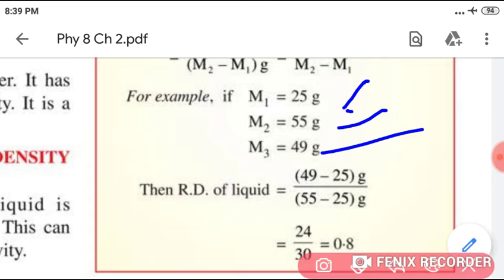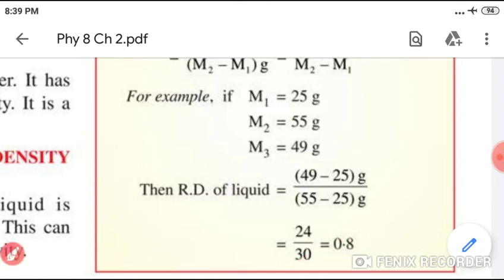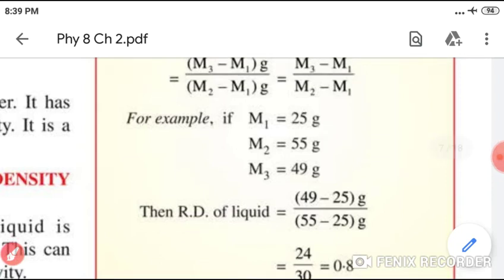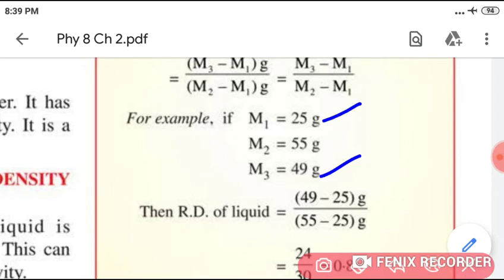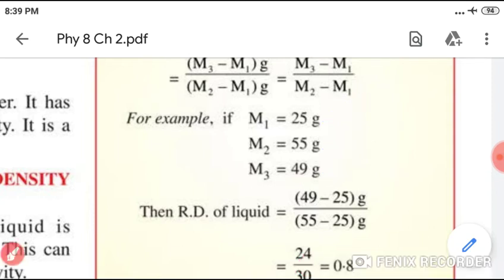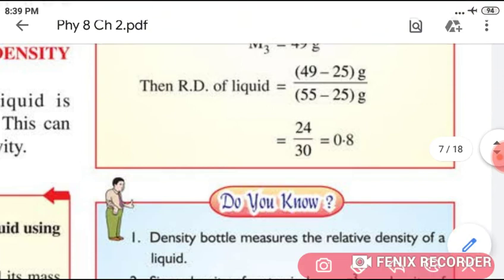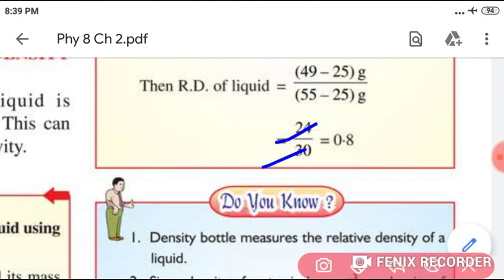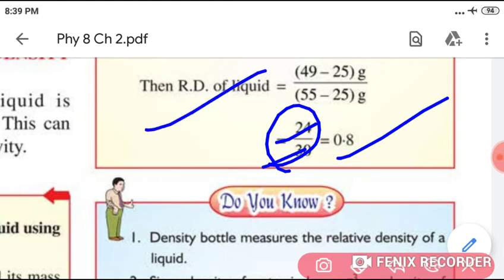So first of all, M3 minus M1. What is M3 here? 49 minus M1, 25 gram. Then divided by M2 minus M1. M2 is 55 gram minus M1, again 25 gram. When we solve this, what will be the answer? 24 by 30. When you solve this, 0.8 will be the relative density of the liquid.